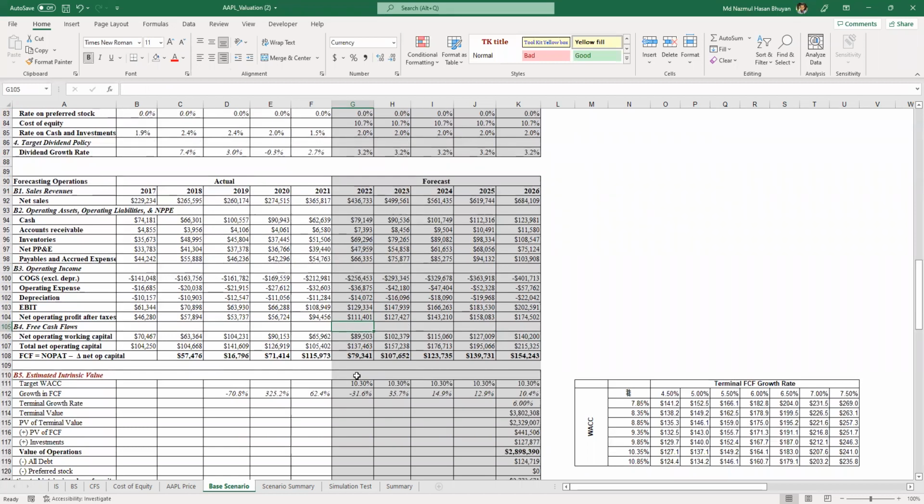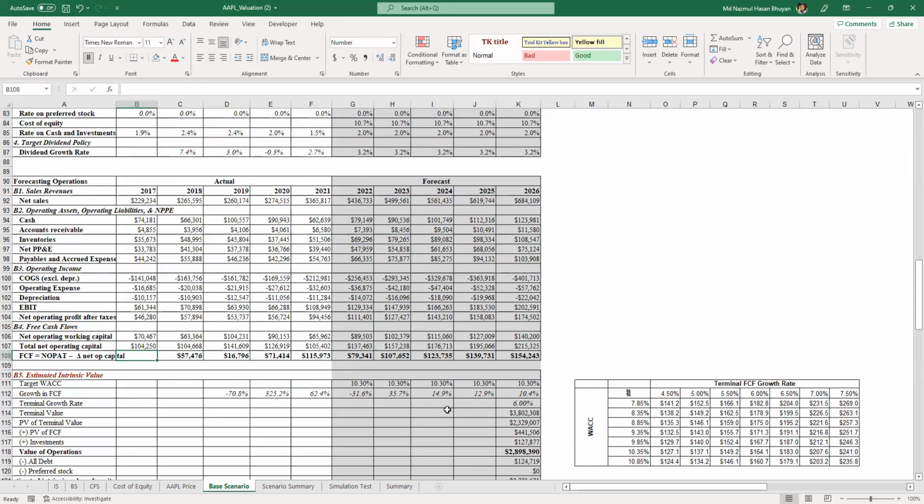To get our free cash flow, we need to know our net operating working capital. So net operating working capital, you can see here, it is the difference between spontaneous current assets and spontaneous current liabilities. So we did it for every single year. And then total net operating capital. So total net operating capital is the sum of net operating working capital and then net PPE. So you can see that is exactly what we did for all the other years.